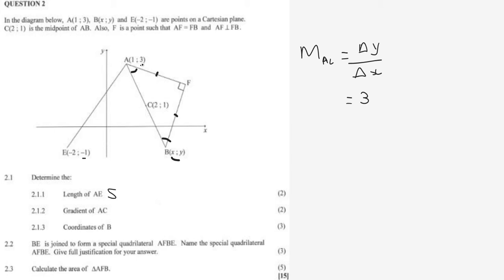3 is this y minus 1 minus 1 all over. We go to the x. We start from that one again. It's 1 minus 2. Then you get what? Here it will be 2, and in the denominator is going to be negative 1. So you get a gradient of negative 2. Gradient of AC is negative 2.